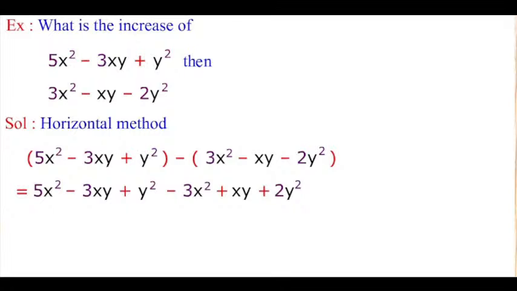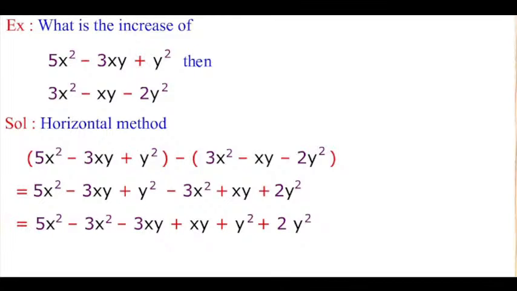5x squared minus 3xy plus y squared minus 3x squared plus xy plus 2y squared equals 5x squared minus 3x squared minus 3xy plus xy plus y squared plus 2y squared equals 2x squared minus 2xy plus 3y squared.